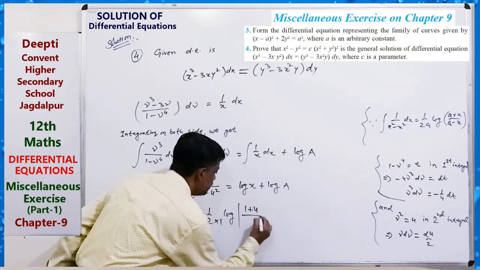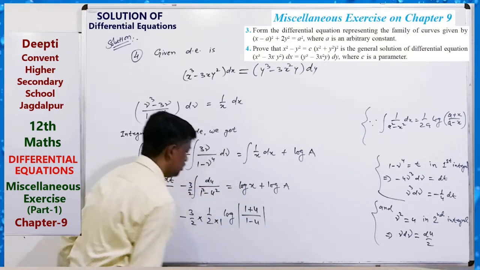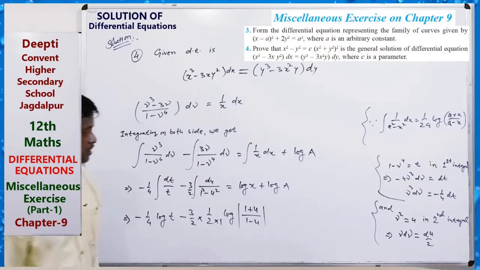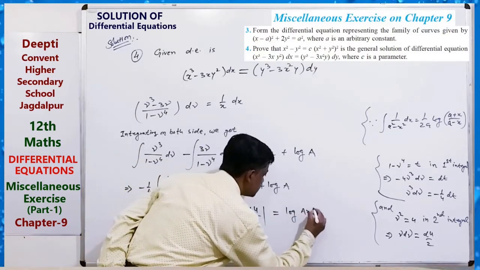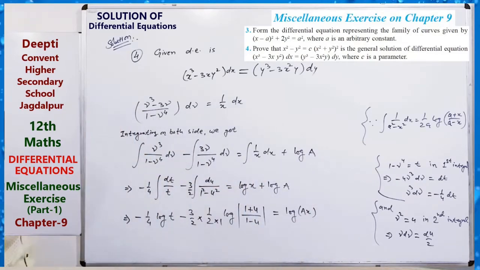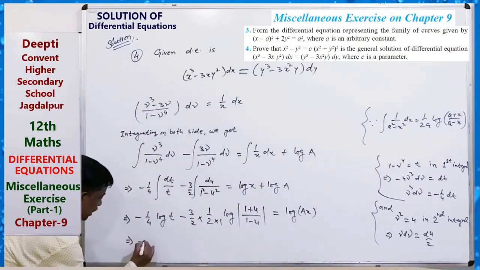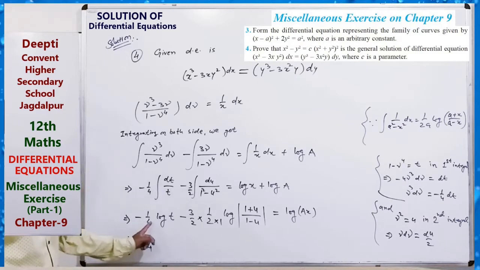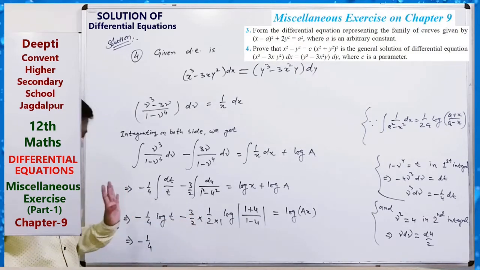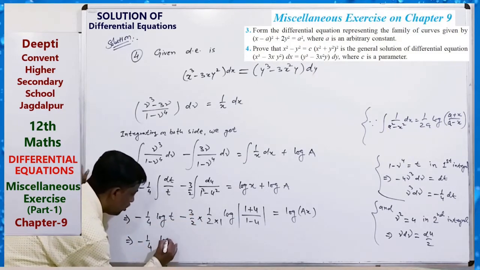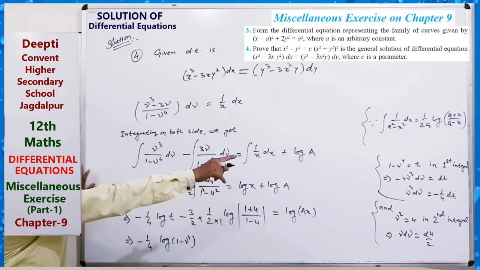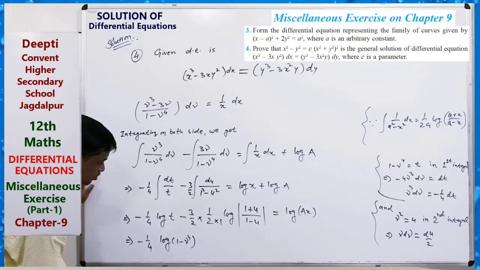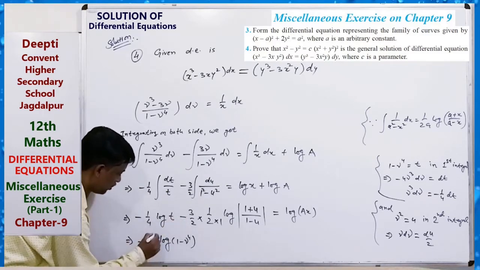1 plus u upon 1 minus u mod. This equals the right hand side, log ax, just like this. Now here we can see that minus 1 by 4 is common. Then log of t means 1 minus v power 4. 1 minus v power 4, minus 1 by 4 common.